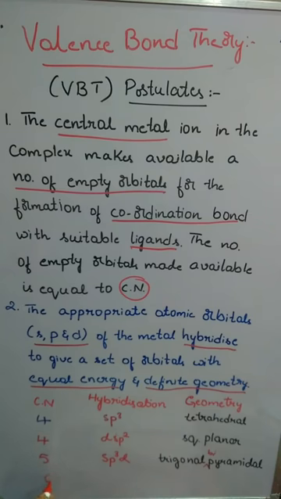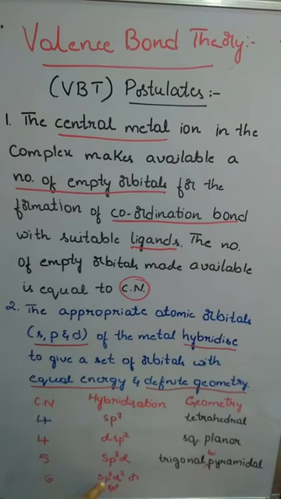Likewise, if the coordination number is 6, then the hybridization may be sp3d2 or d2sp3. Already we have written that, and we discussed it in our earlier class also. It is d2sp3, and the geometry will be octahedral. So write here: octahedral.